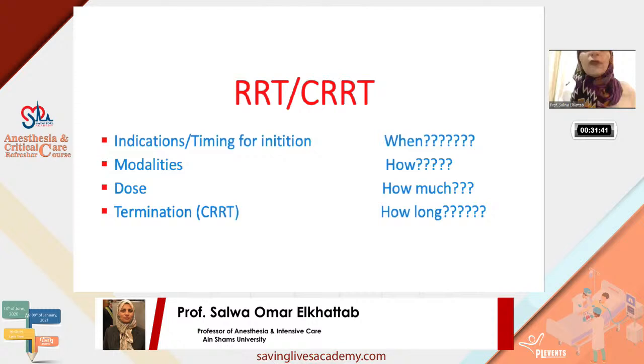We will highlight continuous renal replacement therapy more tonight, because we are speaking about critically ill patients, and this is the most preferred modality in critically ill patients. What is the indication? When to go for RRT? What to do? What is the modality? How much is the dose? And when to terminate, or for how long will we go for RRT?